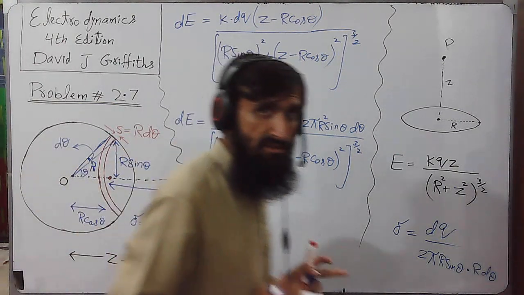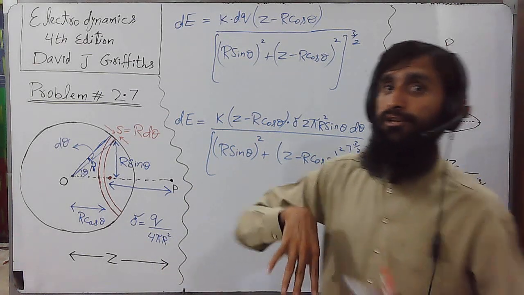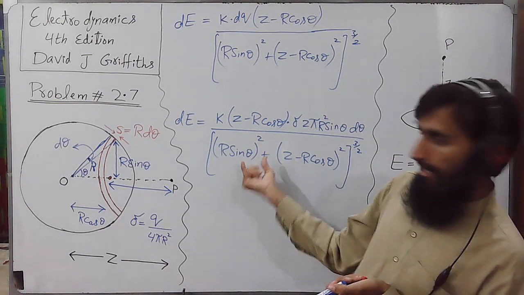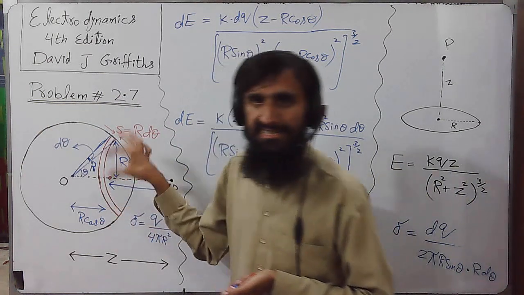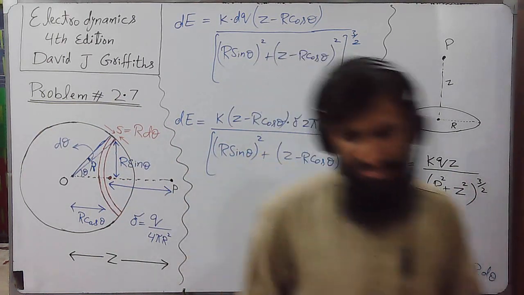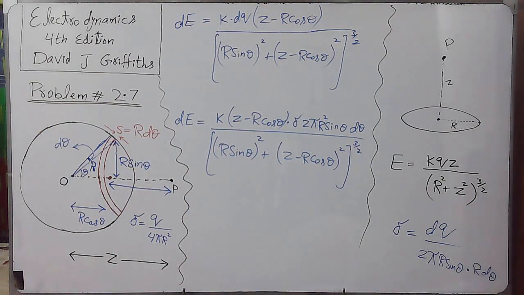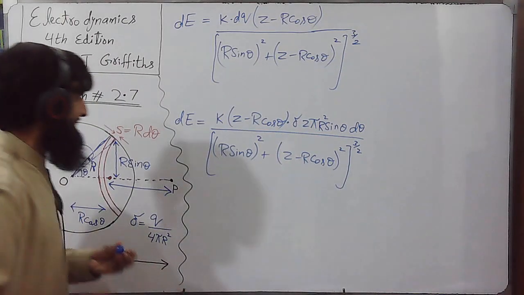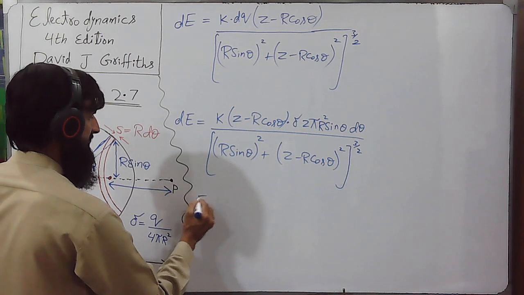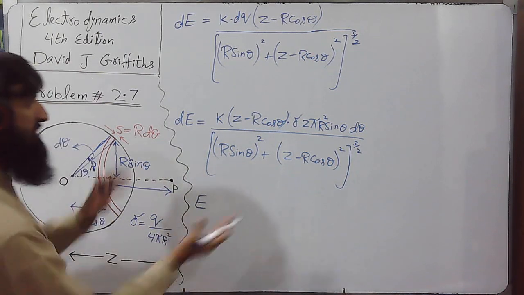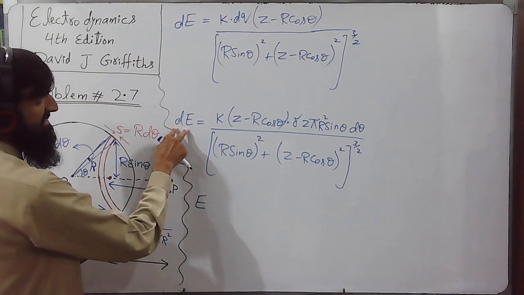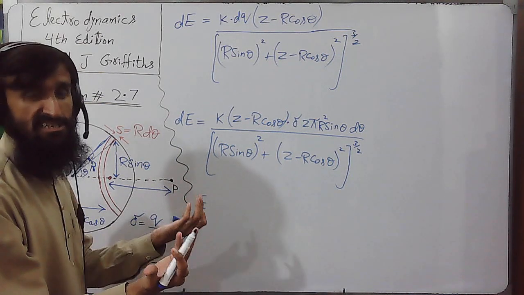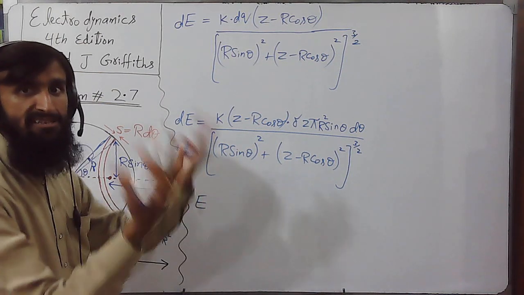Now, in order to get our required field due to that complete shell, we will integrate this field across our complete shell. Now let's integrate this expression to get our required field. If we integrate both sides, then definitely dE will be converted into E, and what is E? E is the electric field produced by that complete shell.